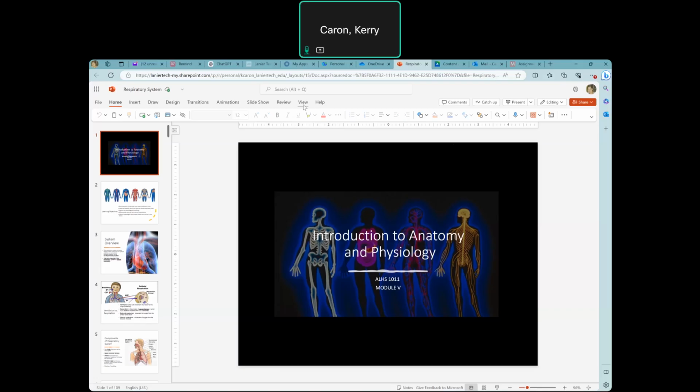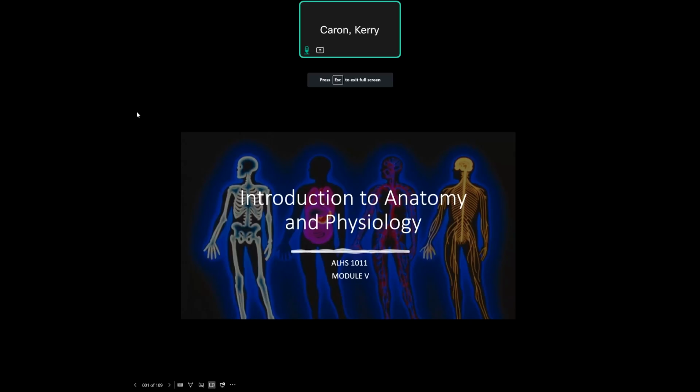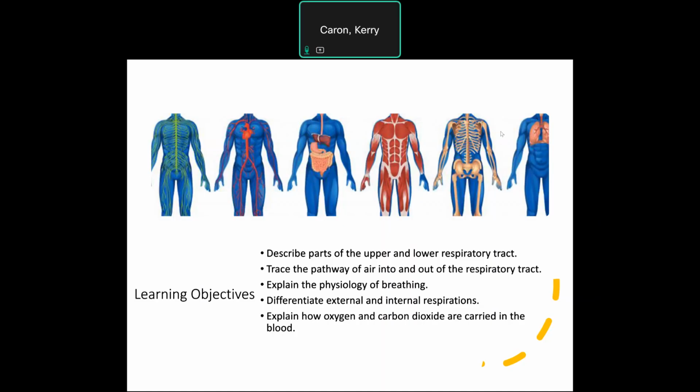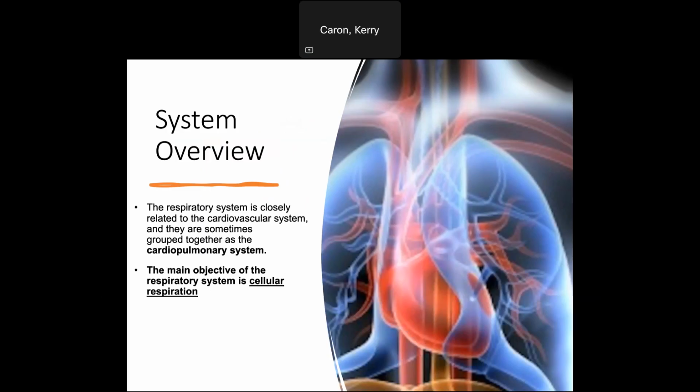Okay, this is ALHS 1011, and this is now Module 5, and we will start with the respiratory chapter. Here are our learning objectives and a system overview. So the respiratory system is very, very closely intertwined with the cardiovascular system.